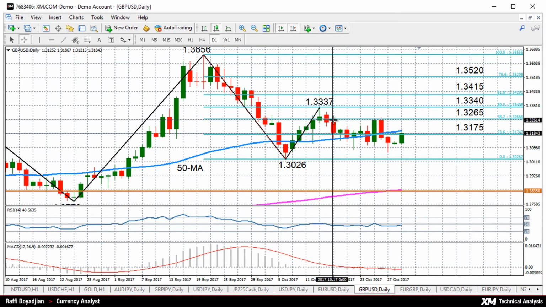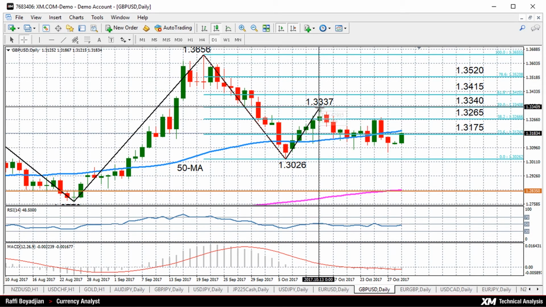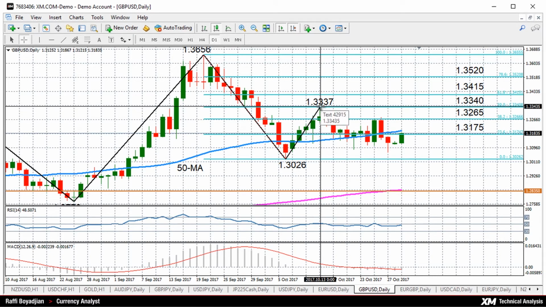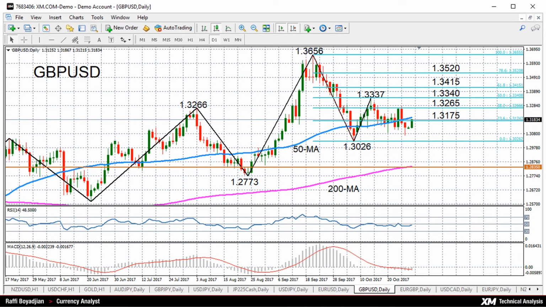1.3340 level, which it failed to break above back in mid-October, when that brief recovery was halted at 1.3337. A break above that level could potentially clear the path towards that 50-month high of 1.3615 from September. In the medium term, the outlook is more or less neutral at the moment.